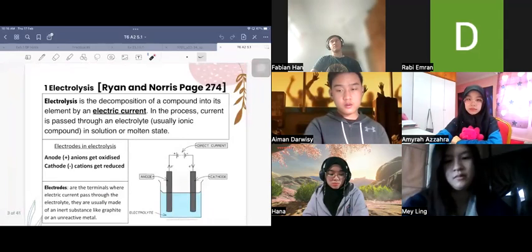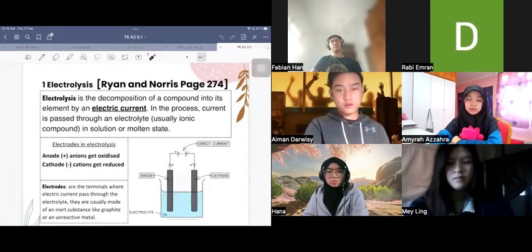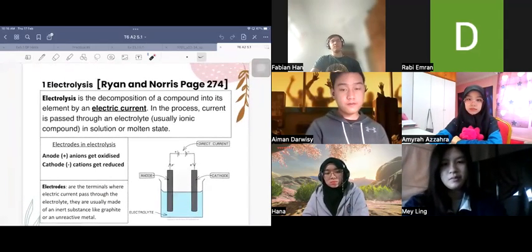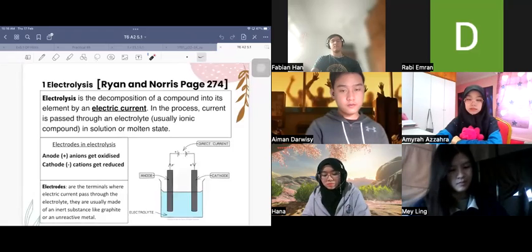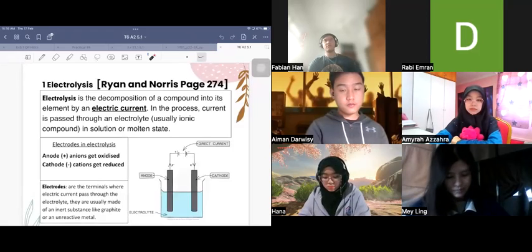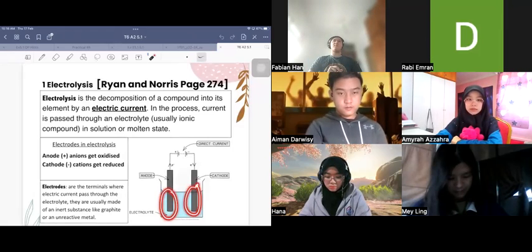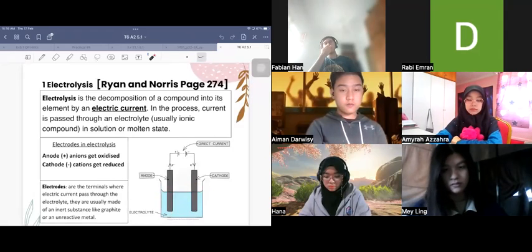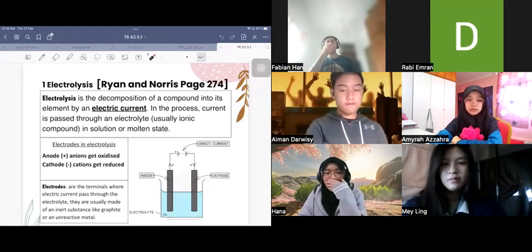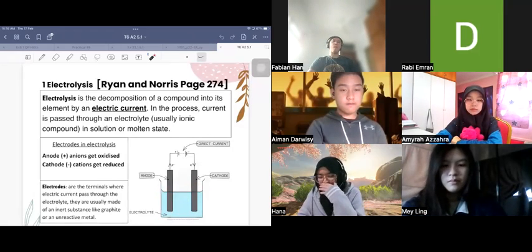So we'll just do a little bit of recap on what electrolysis is. Electrolysis is the decomposition of a compound into its elements. So usually we use electrolysis to collect an element on the electrode, whether it's in a solid form or in a gas state, by passing electric current. Okay, so we use direct current. In the process, the current is passed through the electrolyte, usually an ionic compound in solution or molten state.